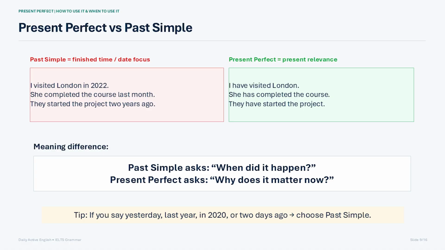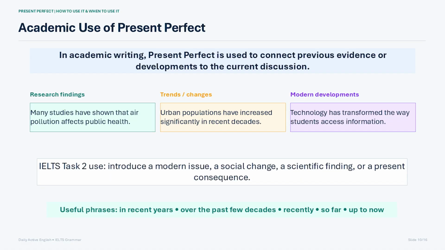Past simple focuses on when something happened. Present perfect focuses on the present relevance of the action. So ask yourself, am I focusing on a finished past time? Use past simple. Am I focusing on experience, result, change, or connection to now? Use present perfect. In academic writing, the present perfect is very common.